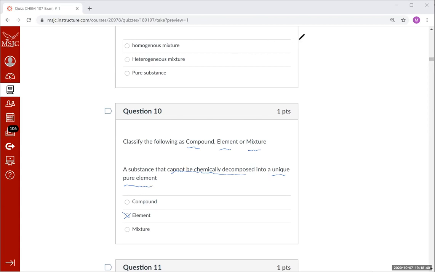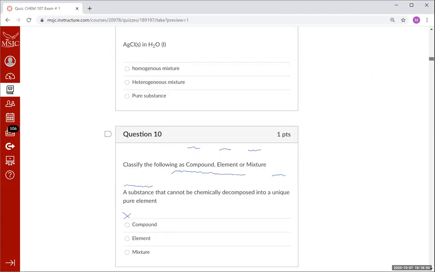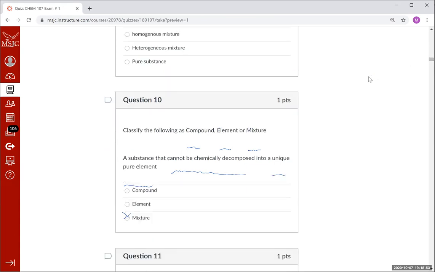Professor, is this not a compound? Isn't it carbon monoxide? We're looking at 10. Oh, 10. Okay, sorry. I was one ahead. Yes. We'll get to 11 momentarily. Got it. But for our question 10, this definition is the definition for an element. Yes, I heard someone had a question.